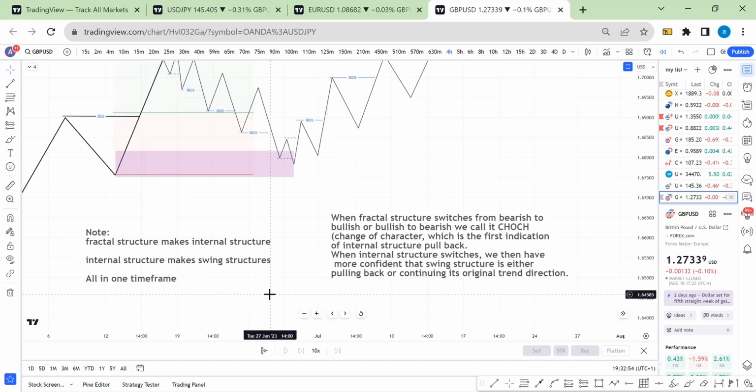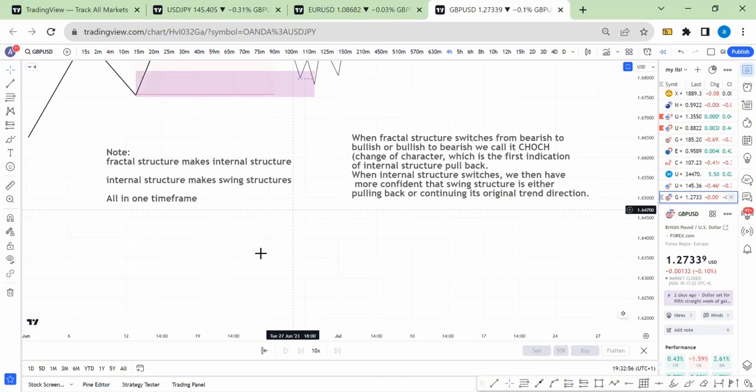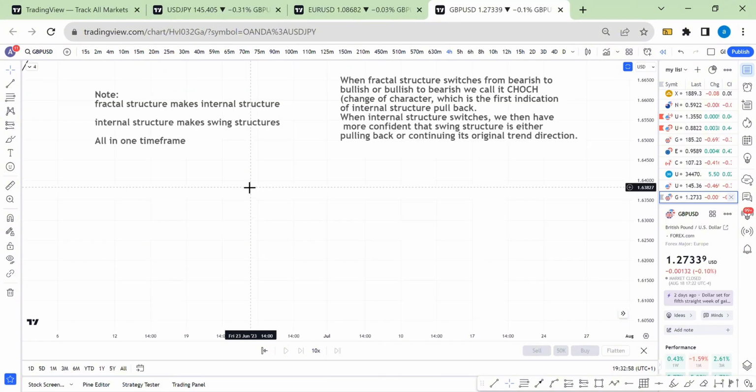So let me show you how to get fractal structure. Fractal structure is very mechanical to get. When something is mechanical, that means you can program it into a robot. You don't need discretion at all to find it. You can find it the same way 100 times without any mistake. You don't have to use your own intuition or discretion at all. So how do you find it?